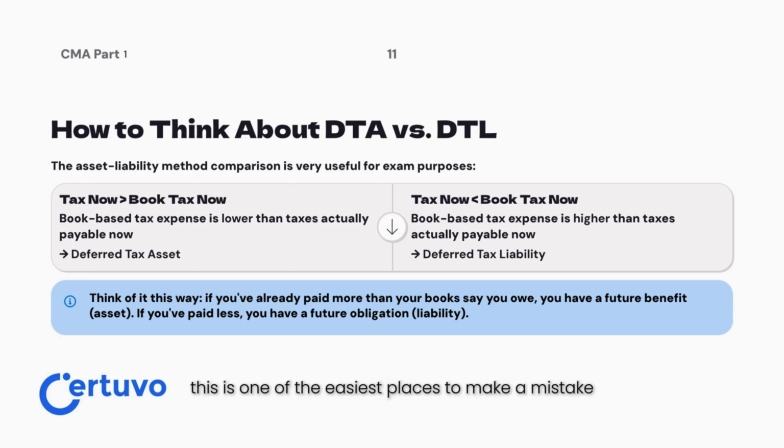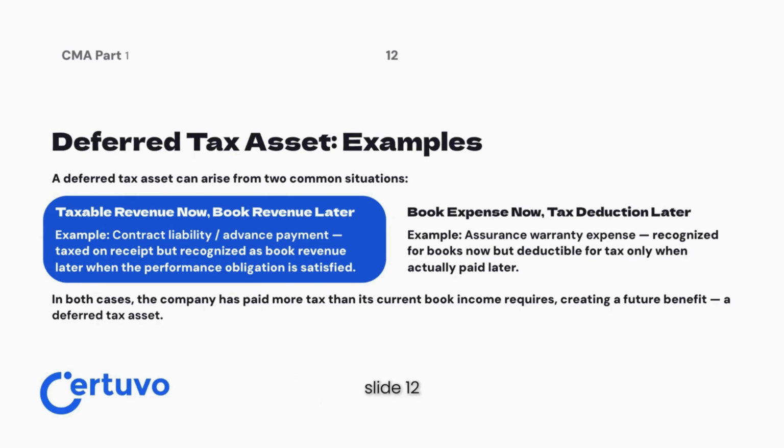This is one of the easiest places to make a mistake on the exam. So when you are unsure, ask, did the company pay too much tax now? Then think asset. Did the company pay too little tax now? Then think liability. Let's move to Slide 12. Slide 12 gives examples of a deferred tax asset.